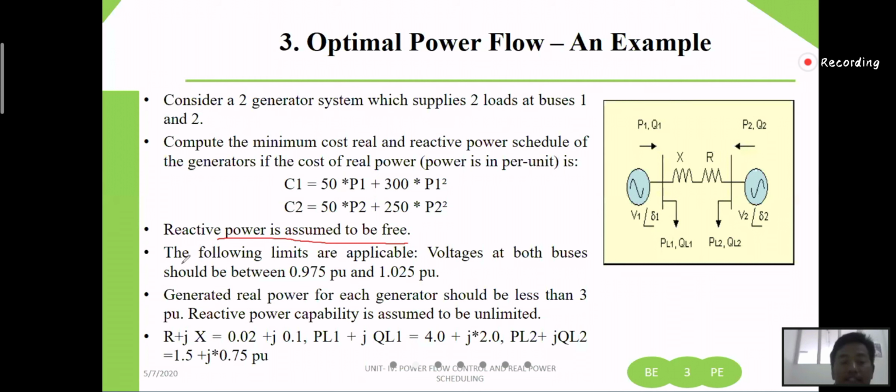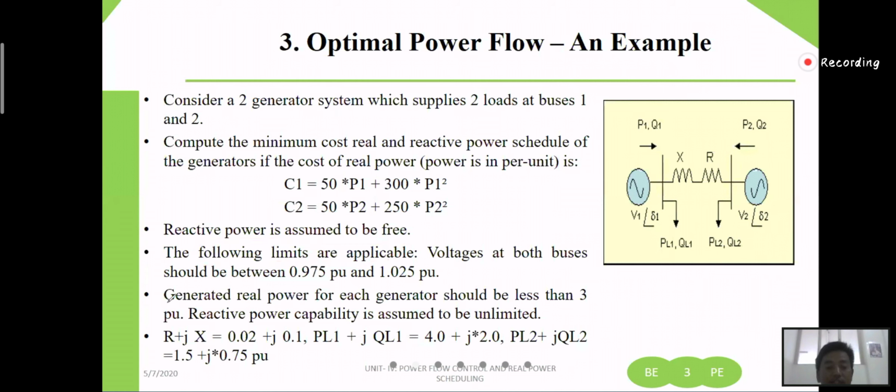And then the other constraint they are saying is that voltage limits are applicable, meaning voltages at both the buses, bus 1 and 2, should be a minimum of 0.975 per unit and a maximum of 1.025 per unit. Okay, so when you carry out the optimal power flow or optimization, it has to fulfill that. Voltages at both buses should be at least 0.975 and at most 1.025 per unit. Okay, this is a condition they are giving.